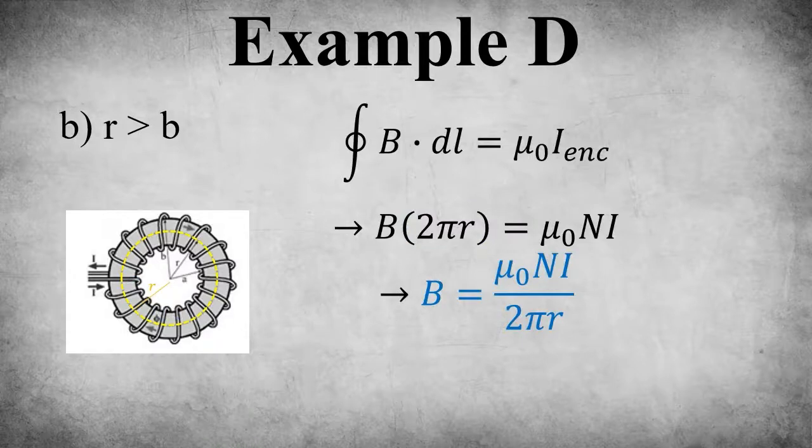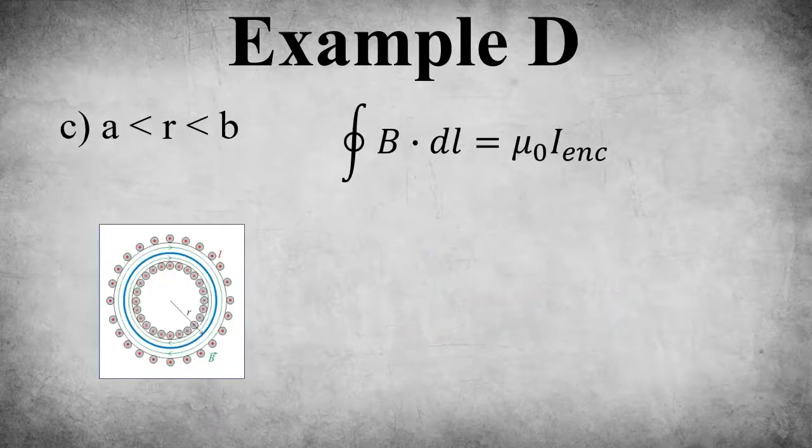And again, that is a general formula. This is always true inside of a toroid. But as a Physics C student, you do have to know how to derive that. All right, now let's go outside the toroid.